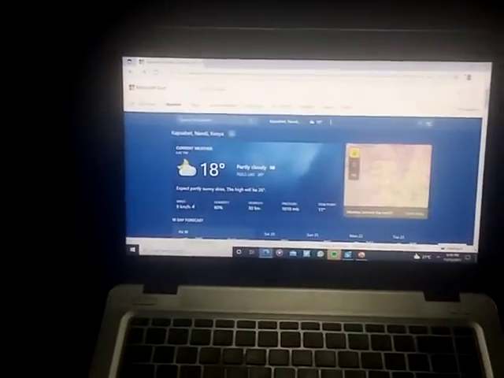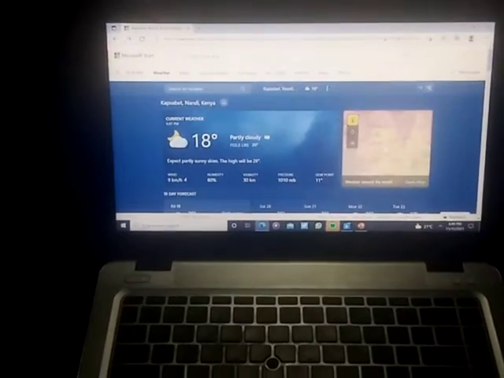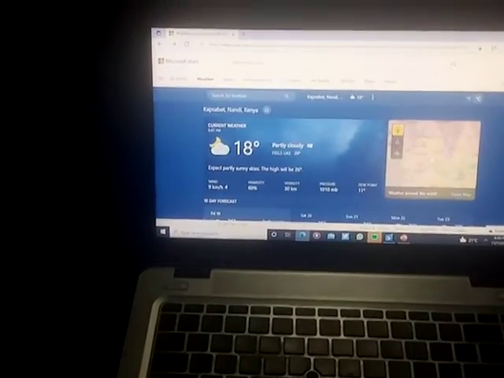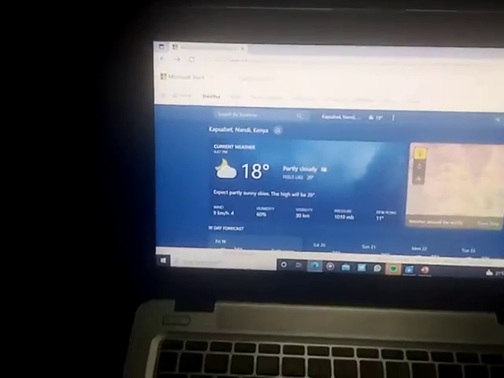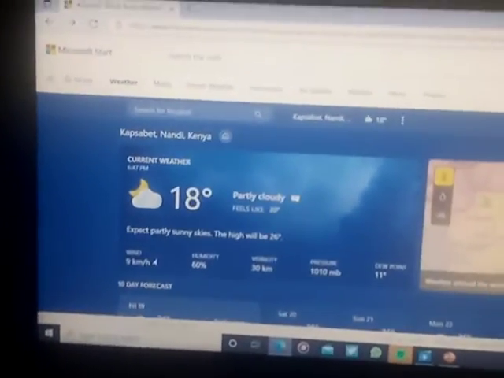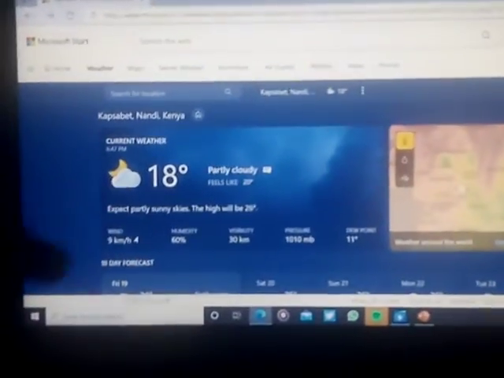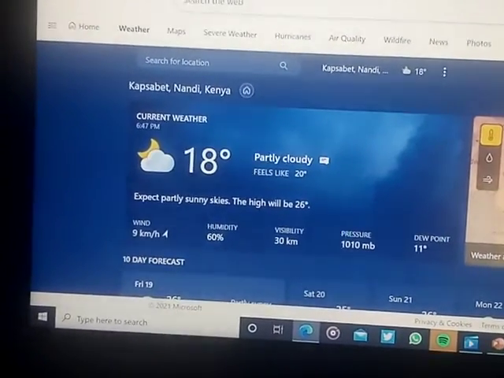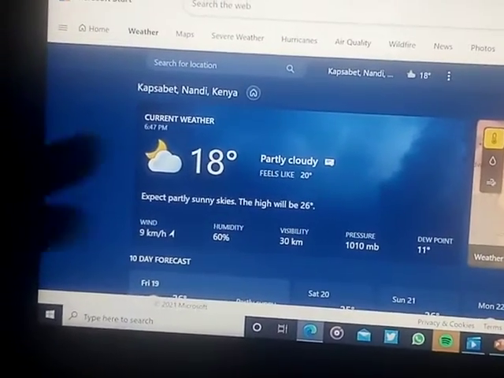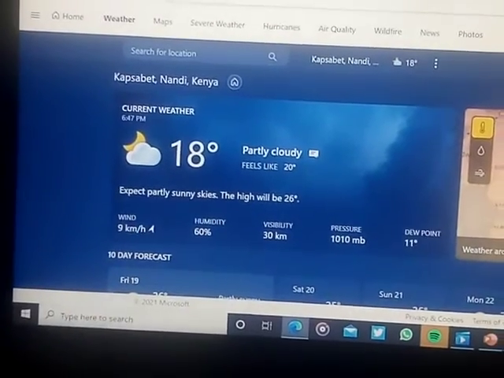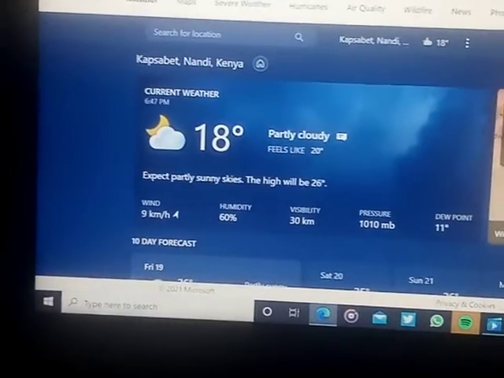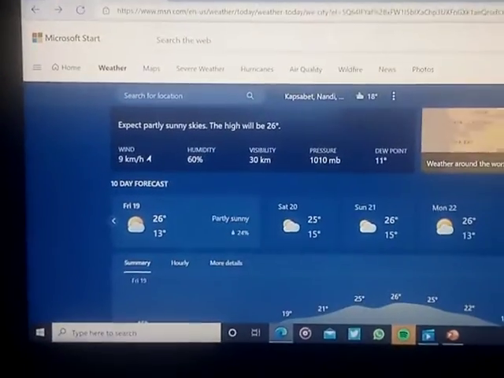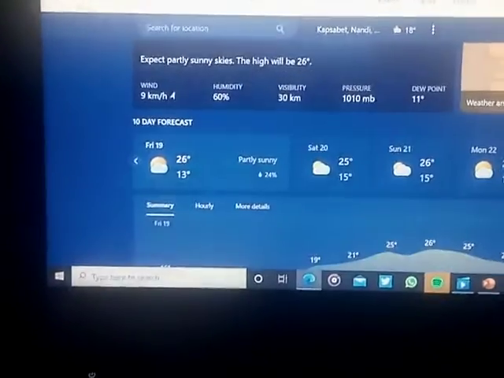So in the end, all the weather instruments are used to predict the weather patterns of a particular area. For example, in our region, they use the thermometer to determine that it will be 18 degrees Celsius at 6:40, and the wind will be flowing at 9 kilometers per hour. So all these weather instruments are needed to predict the weather of a region.